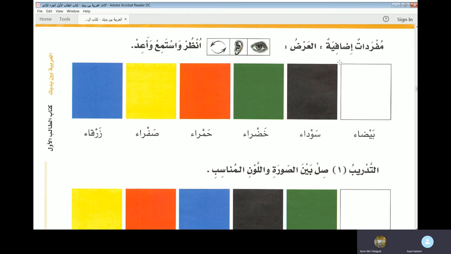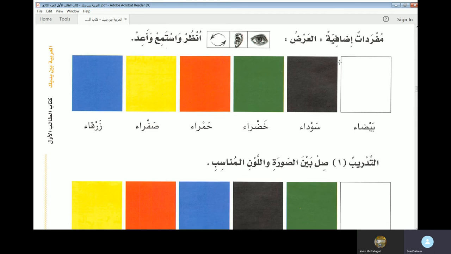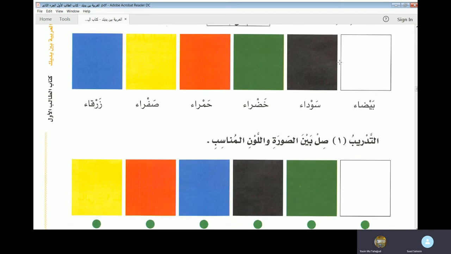Sawdau. First you learned about masculine colors, and here they are teaching you about feminine colors. Oh, it's feminine. Okay, okay.